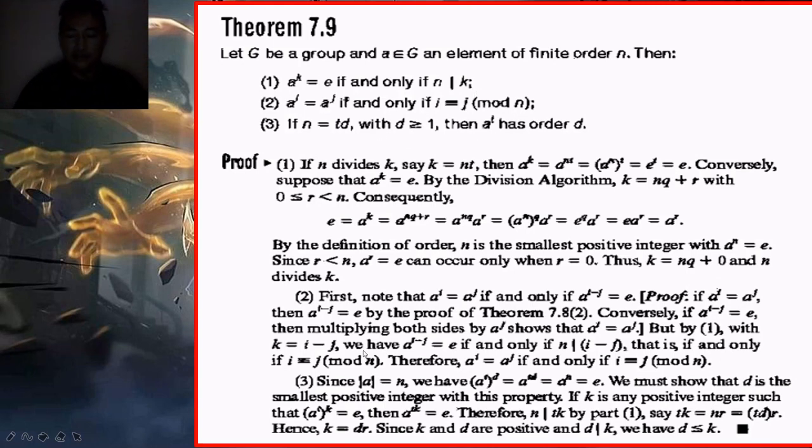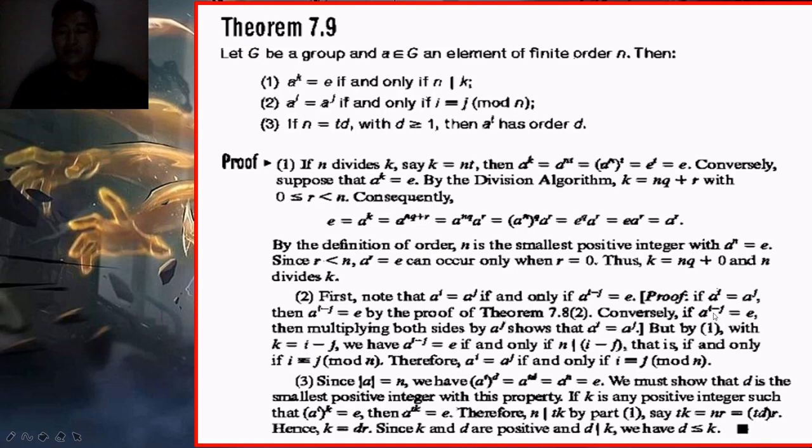Next, number 2. First, note that A to the power of I is equal to A to the power of J if and only if A to the power of I minus J is equal to E. We multiply by A to the negative J on both sides, so we get E. Okay, we now show this. A^I and A^J are equal, then A^(I minus J) is equal to E by the proof of Theorem 7.8 number 2. So this has already been proved.